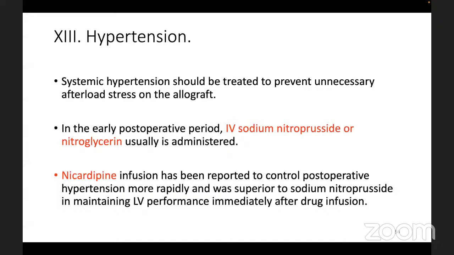Systemic hypertension should be treated to prevent unnecessary afterload stress on the allograft. In the early post-op period, they usually start IV sodium nitroprusside or nitroglycerin to reduce or control the afterload and the stress on the allograft. Nicardipine infusion has also been reported to control post-op hypertension more rapidly and was superior to sodium nitroprusside in maintaining LV performance.